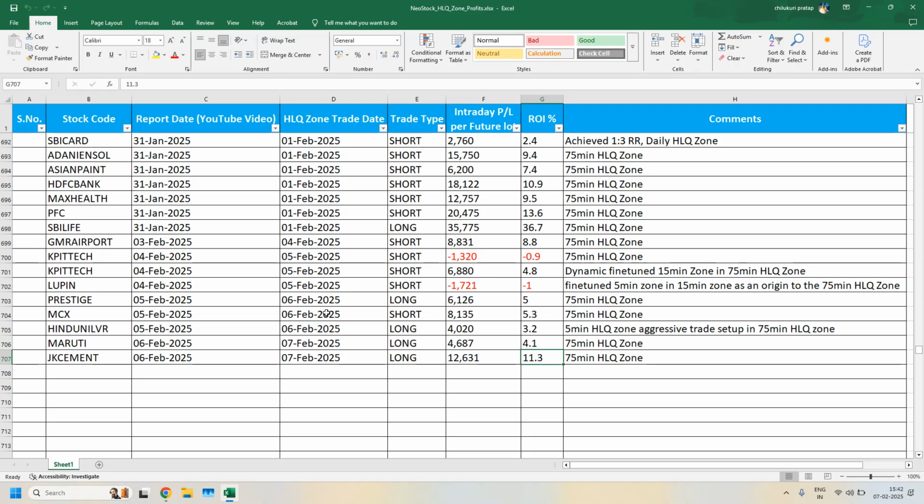Some of you are asking why I am not focusing on swing related trades and all. Because those are strategies already developed in the past. The bullish trade setup, bearish trade setup, they have been there in the market for several years. But this HLQ zone strategy is a new strategy I developed. I have to prove this is the best strategy. That is the reason why I am focusing on this.